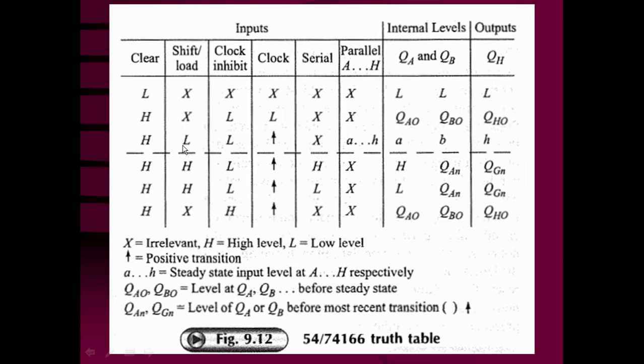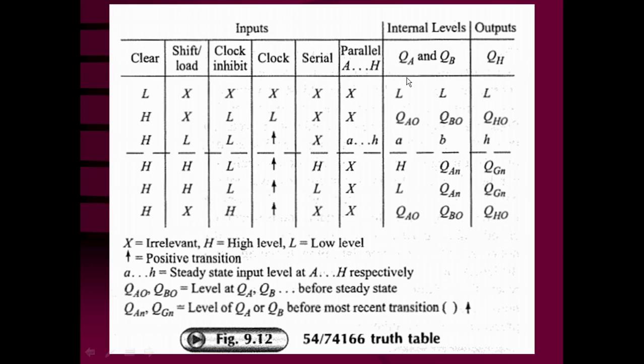So shift load control is going to be low. That means the parallel entry of the data is going to be possible. Lower AND gate inputs A, B, C, D are going to be enabled. So the parallel entry of the data A, B, C, D, E, F, G, H is going to be entered on the next positive edge of the clock pulse.